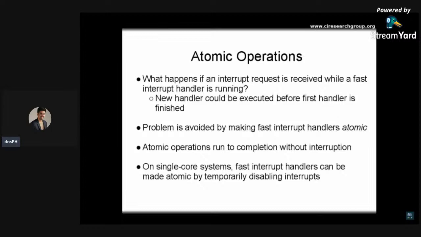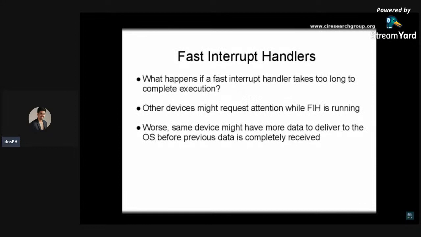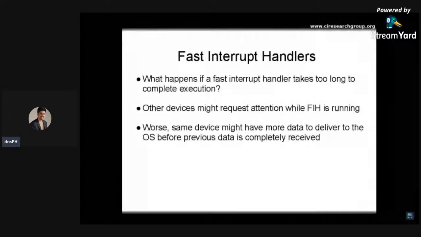On a single core system, this is as simple as disabling interrupts as long as we're running a fast interrupt handler. On multi-core systems, there are actual special machine instructions that facilitate atomic operations that are pegged to one CPU core. These atomic interrupt handling operations will run to completion without interruption by any other interrupt or any other request on the system. Thus, the longer an interrupt handler takes to run, the longer the system will be unresponsive to any interrupts.